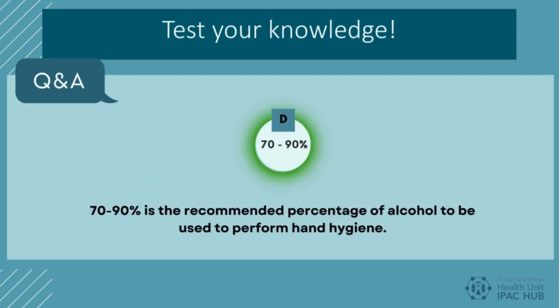The answer is D. 70 to 90% is the recommended percentage required. Remember, anything too little won't have enough to kill, and anything too much will evaporate, so it doesn't have that time to work effectively against those microbes.